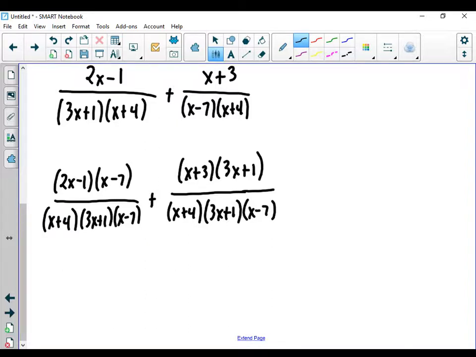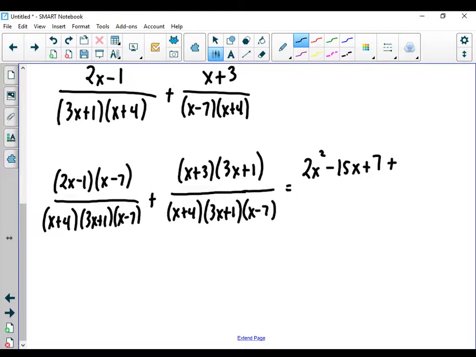All right, now we're to the simplifying step. Well, I can't really simplify until I multiply things out. So I'm going to multiply that first numerator out. If I do that, I'm going to have 2x squared. I'm going to have negative x and negative 14, so negative 15x. And I'm going to have negative 1 times negative 7.